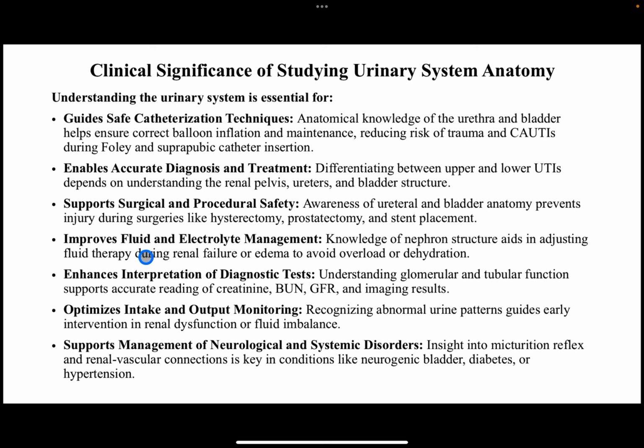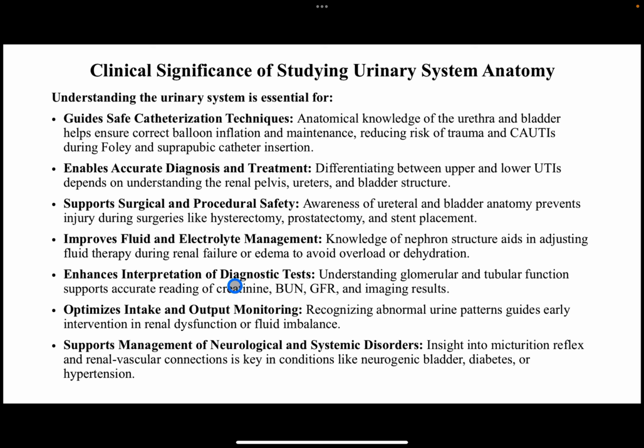It also improves fluid and electrolyte management. So your knowledge of urinary system anatomy, especially the nephrons, is that okay? Your awareness of it would aid in adjusting fluid therapy during renal failure or edema to avoid overload or dehydration. It also enhances interpretation of diagnostic tests, because now you can understand creatinine.